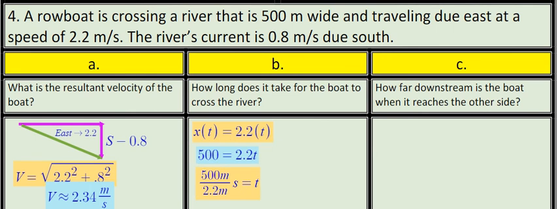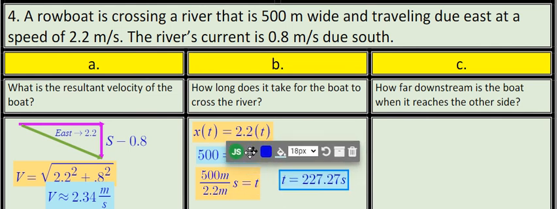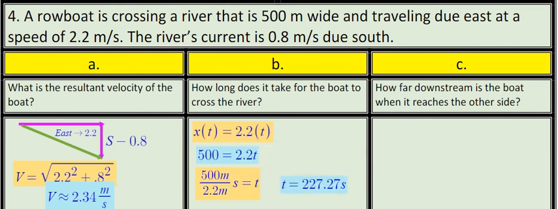When we do that calculation, 500 divided by 2.2, we get 227.27. So after 227.27 seconds, the rowboat has reached the other side of the water. Now, question B talked about our horizontal distance, our travel east. Question C talks about our travel south. So how far downstream is the boat when it reaches the other side?